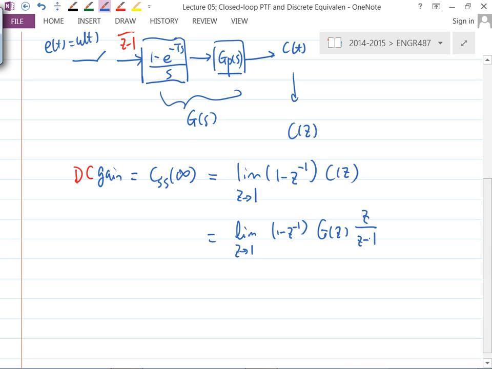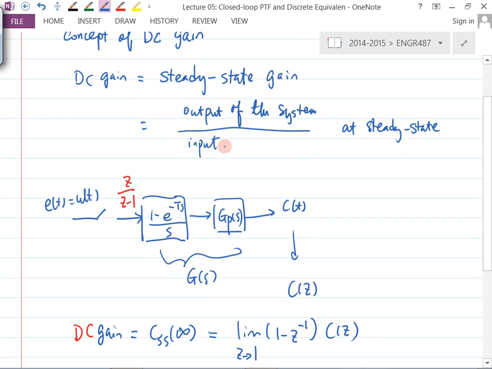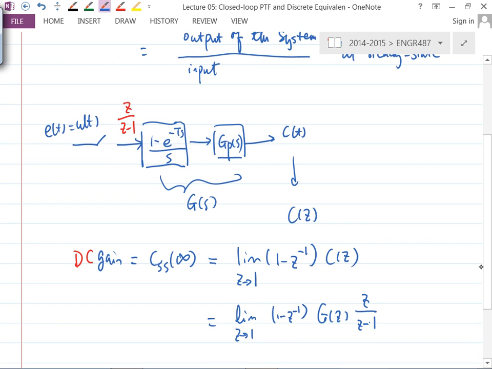Didn't you say at the beginning of the lecture that DC gain was the ratio of the output over the input? Yes, output over the input. So in this bottom one now you're just saying that it's just the output. Right, because the input we're comparing is the unit step input, so basically the magnitude of the input is 1, right?